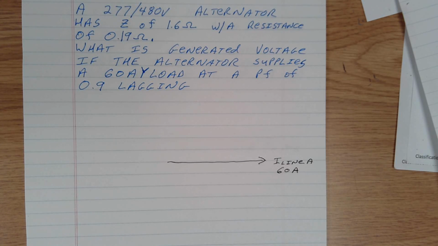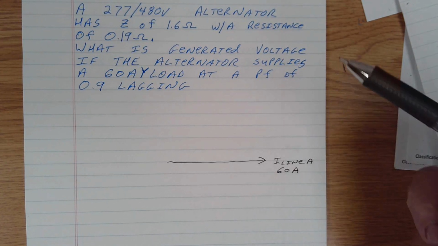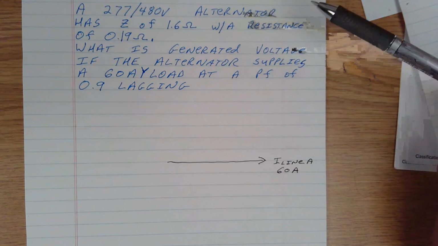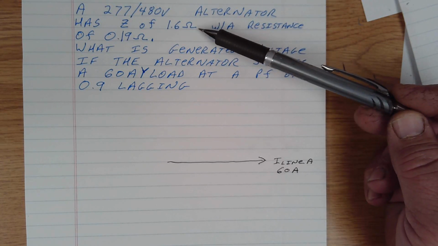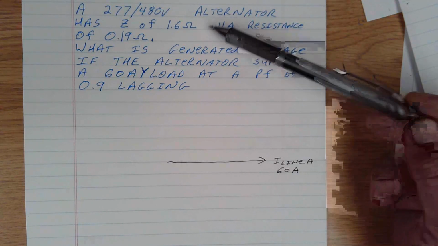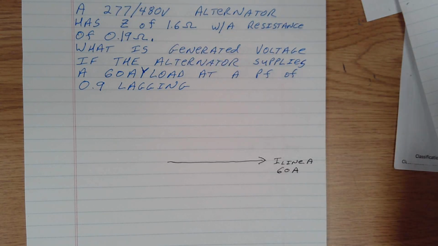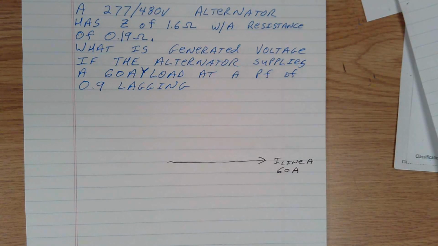All right, so I'm going to go through a few examples here. We're going to use this same 277/480 volt alternator with an internal impedance of 1.6 ohms and a resistance of 0.19 ohms across your windings. We're going to use the same alternator and show what the generated voltage has to be when we feed a lagging load, a leading load, and then what to do when we're given this alternator and our load is delta connected. So the first two examples are going to be Y connected loads. The third one will be a delta connected load.